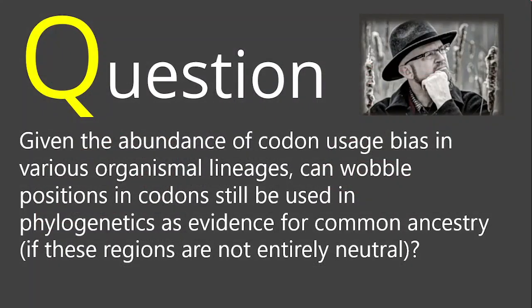And so we'll go to question number 2. Given the abundance of codon usage bias in various organismal lineages, can wobbly positions in codons still be useful in phylogenetics as evidence for common ancestry if these regions are not entirely neutral?